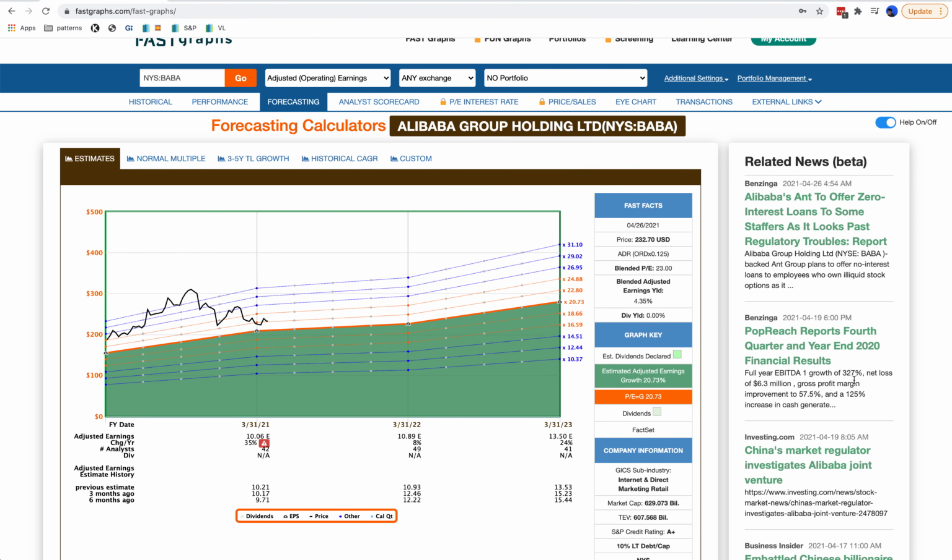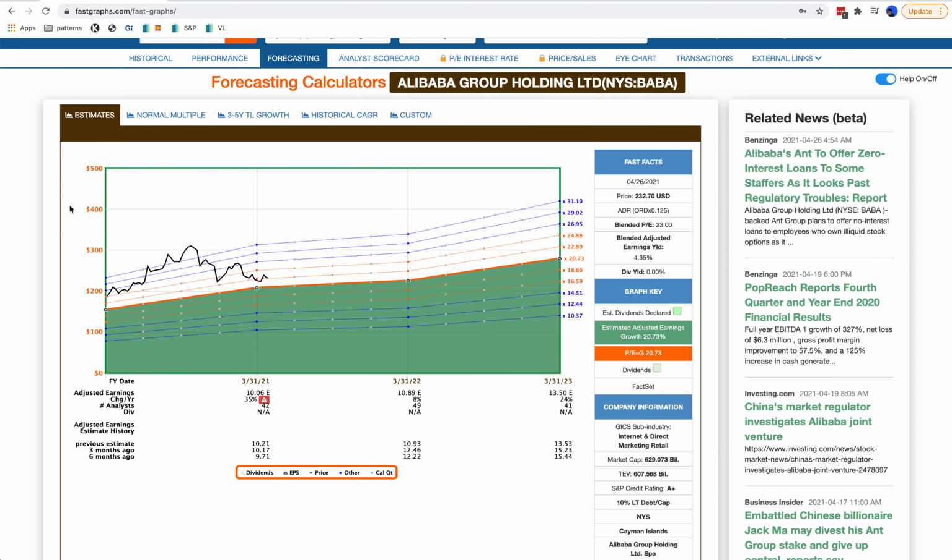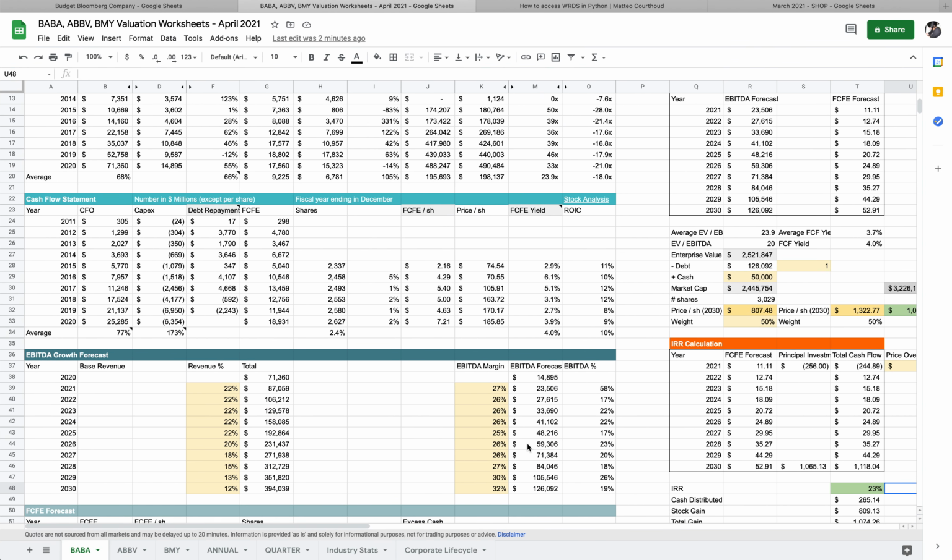Actually, a lot of this you could shortcut and just do from within FastGraphs if you're super lazy and you don't want to deal with this, because he's got this forecasting tab where it basically does the same thing for you automatically. He's got different tabs that do different things, but in this particular tab, it keeps the growth rate of earnings fixed, so that's synonymous with basically this, right?